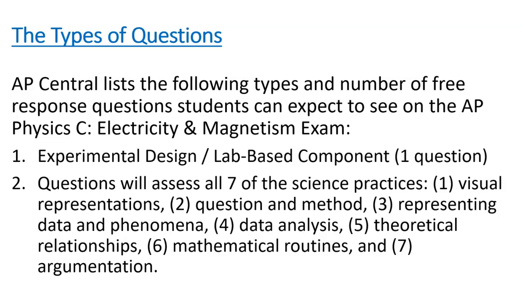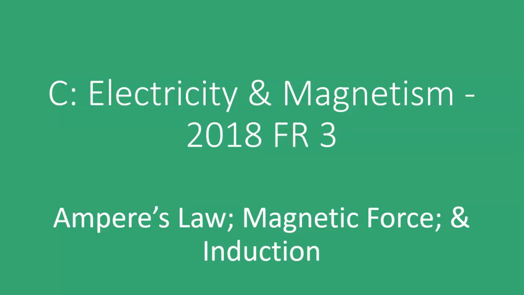AP Central lists the following types of questions that students can expect to see on the AP Physics C Electricity and Magnetism exam. One will be on experimental design or have a lab-based component, and the three questions on the whole will assess all seven of the science practices listed here. Today we'll be looking at the C Electricity and Magnetism exam from 2018, question number 3, which covered Ampere's law, magnetic force, and induction.